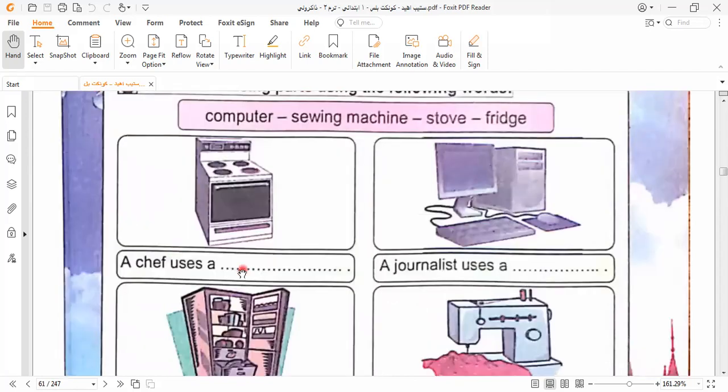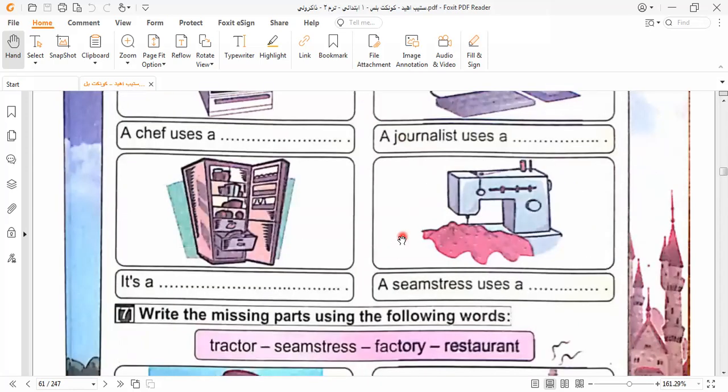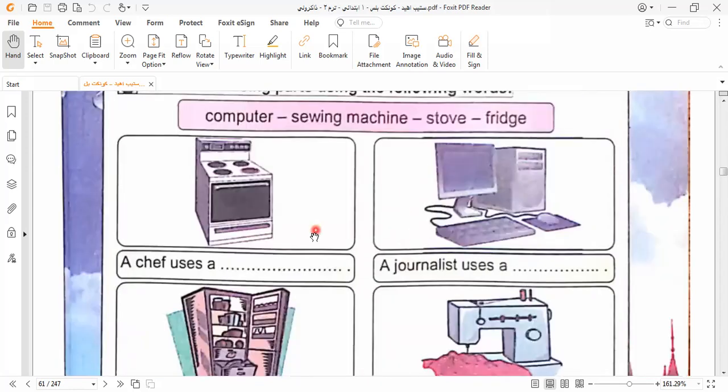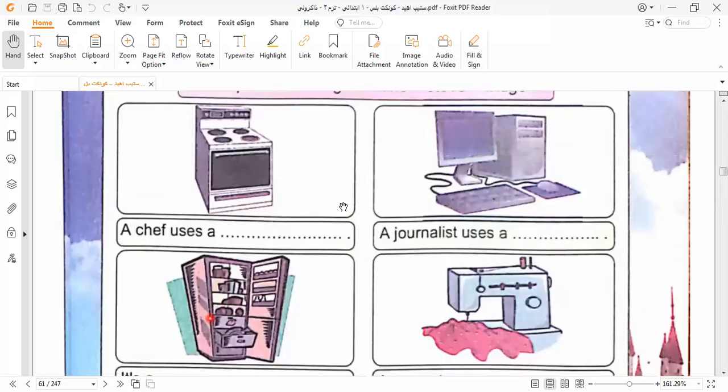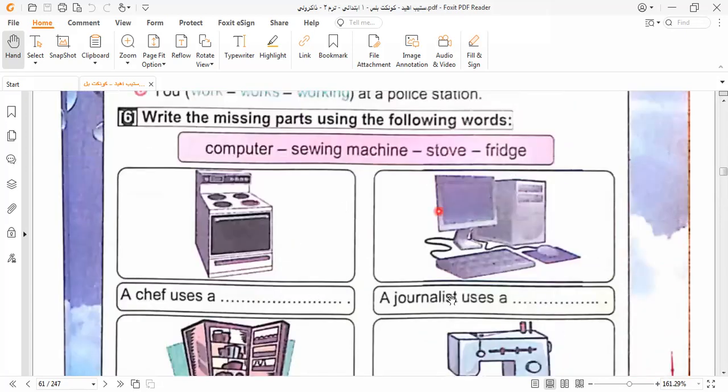Okay. Here are pictures and we have some words. I answer one and leave the rest, the other ones as homework. A chef uses what? A stove. Here is a stove, so I select stove here. A journalist uses what? A computer. It's a fridge.